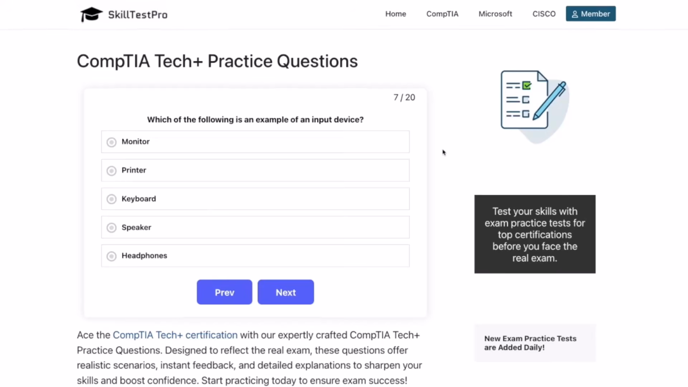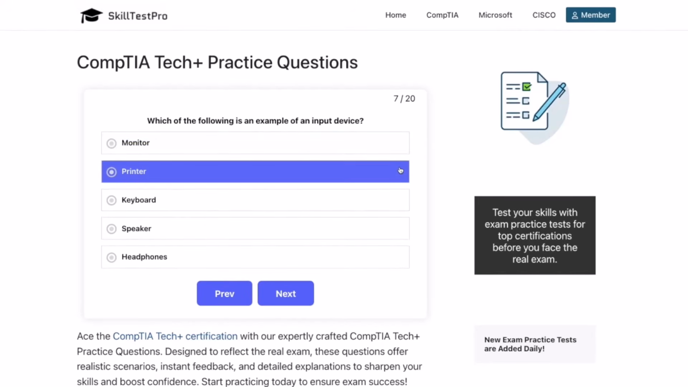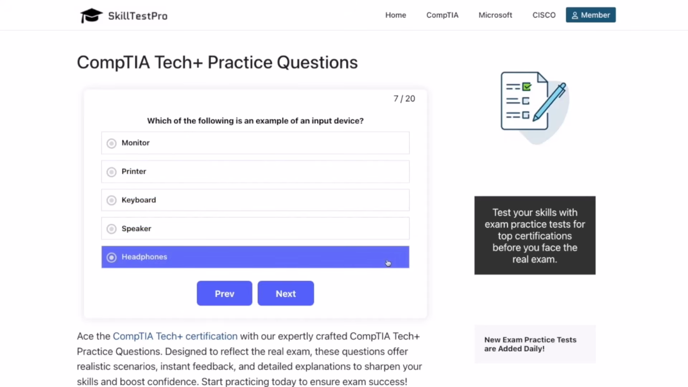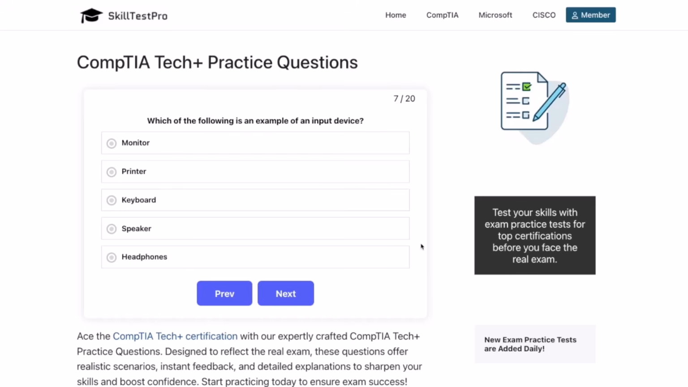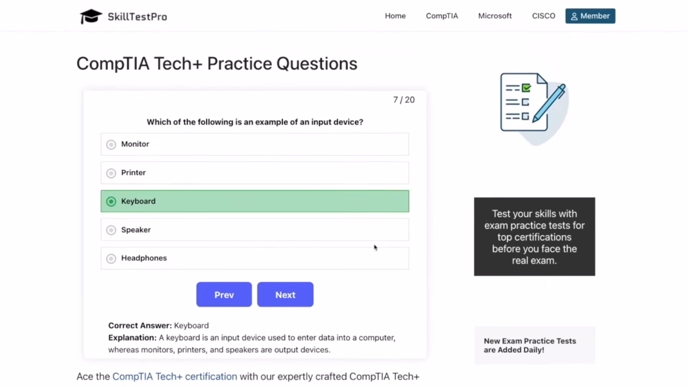All right, question 7. Which of the following is an example of an input device? The monitor, the printer, keyboard, speaker, or headphones? Correct answer, keyboard. A keyboard is an input device that is used to enter data into a computer, whereas monitors, printers, and speakers are output devices.